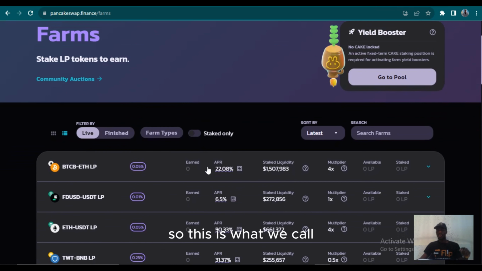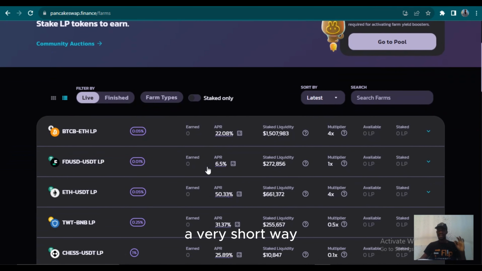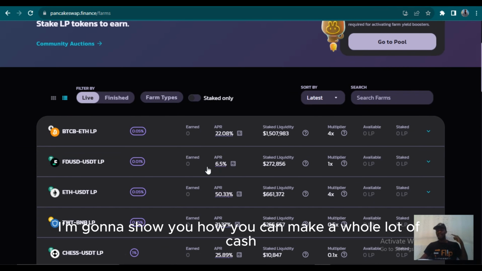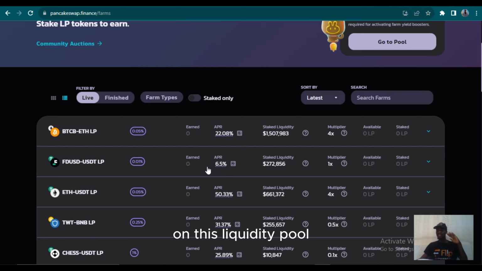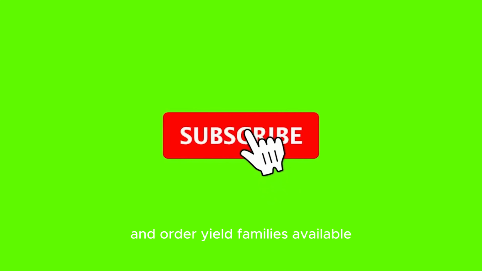So this is what we call liquidity farming in a very short way. In my next video, you need to check out, I'm going to show you how you can make a whole lot of cash on this liquidity pool and other yield farmings available.